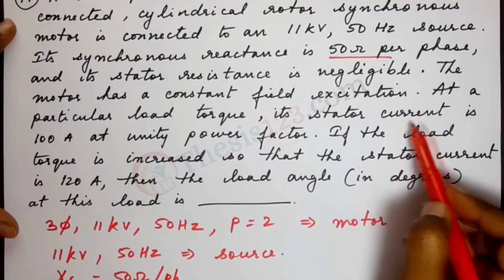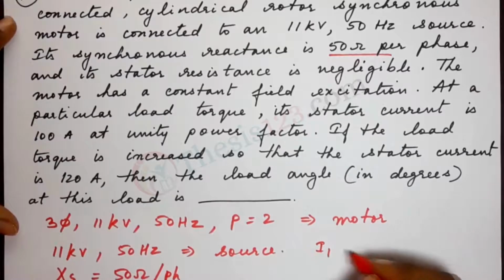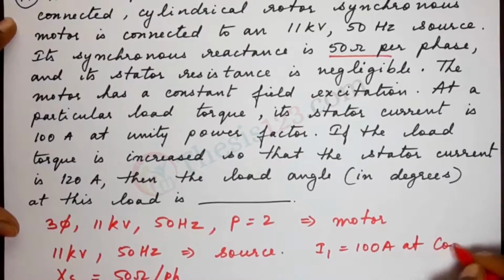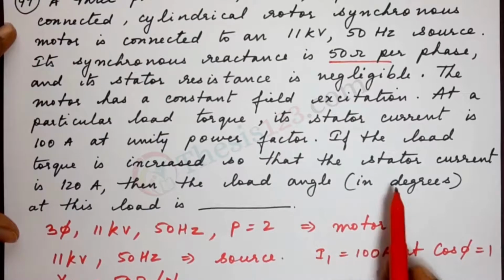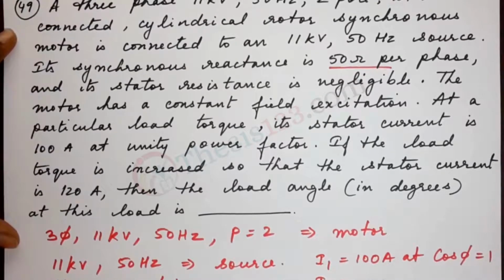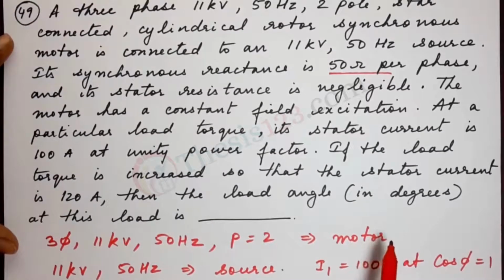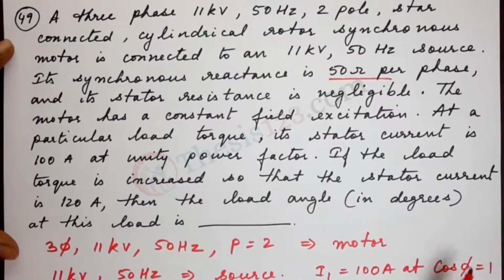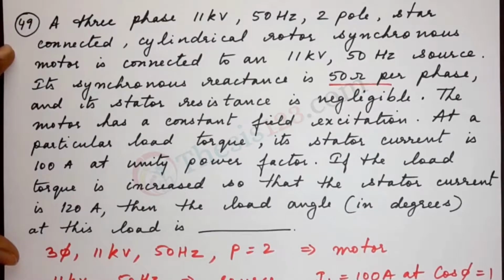And we have also been given the stator current. The stator current is I1, 100 amps at unity power factor, which means that cos phi is equal to 1. And we are also given that the stator current is increased to 120. So I2 is 120 amps. We need to find out the load angle. Since we are to find out the load angle, we need to work the problem out in polar coordinate form. And it is very important that we be careful with all the formulas that we are going to use.